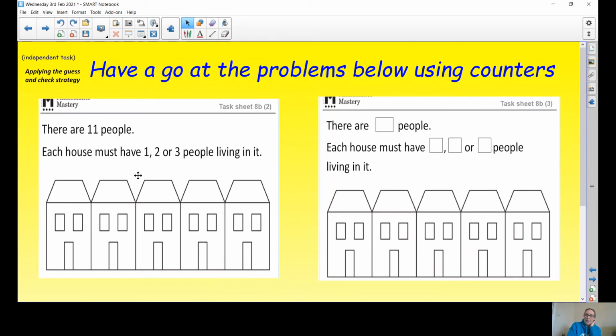Well done. Now I'd like you to have a go at using those 5 houses. Have a go at this sheet here. So 5 houses with 11 people. And each house must have 1, 2, or 3 people living in it. Well done. Can you have a go at this one? So 11 counters, 11 people. Each house must have 1, 2, or 3 people living in it. The total needs to remain as 11. You can't have any more than 3 people in a house.